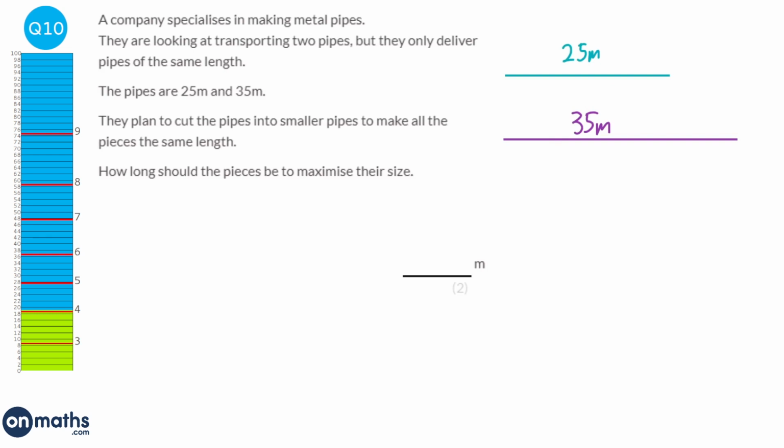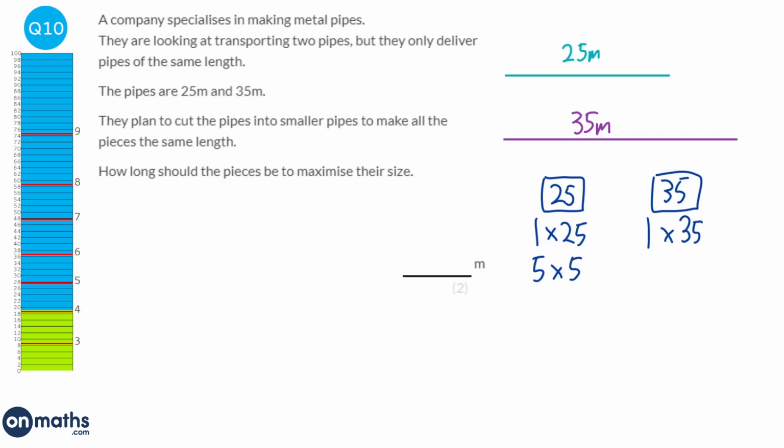So to find the highest common factor, what we do is we just find the factors of 25, which is 1 and 25 and 5 and 5, and the factors of 35, which will be 1 and 35 and 5 and 7.